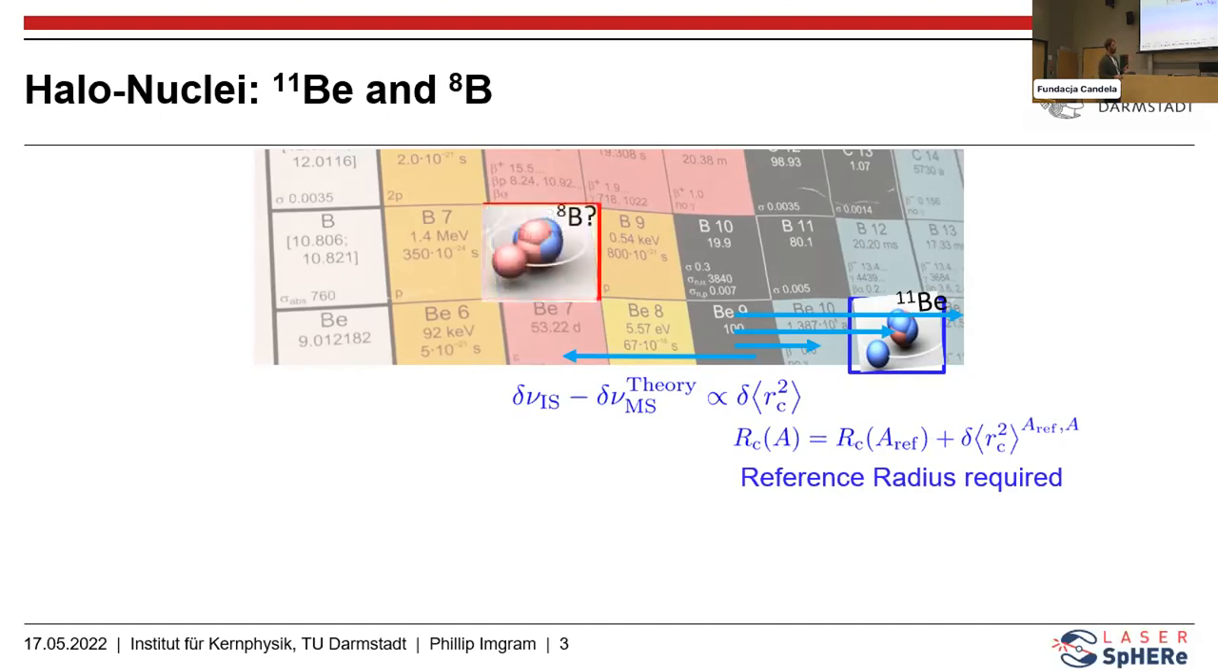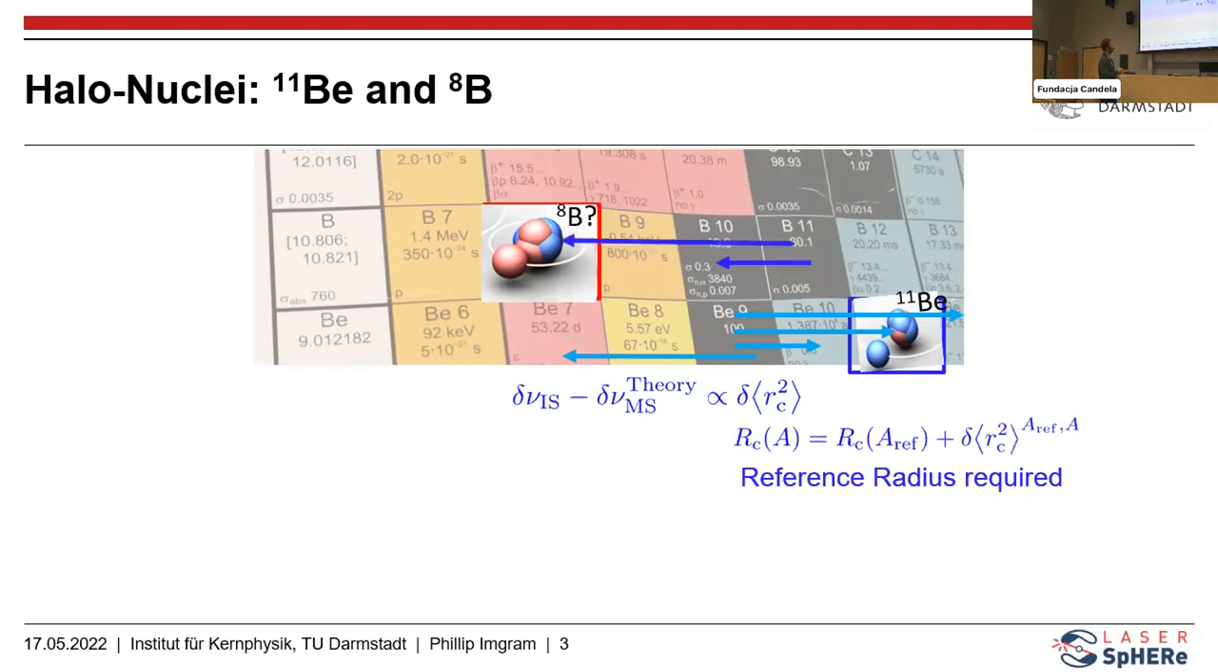Now there is also a second halo nucleus. I mean, they are not the only ones, but boron-8 is expected to be a so-called proton halo, and this is again unique even in the regime of the halo nuclei. Because now you have a beryllium-7 core here and one proton orbiting around this core.